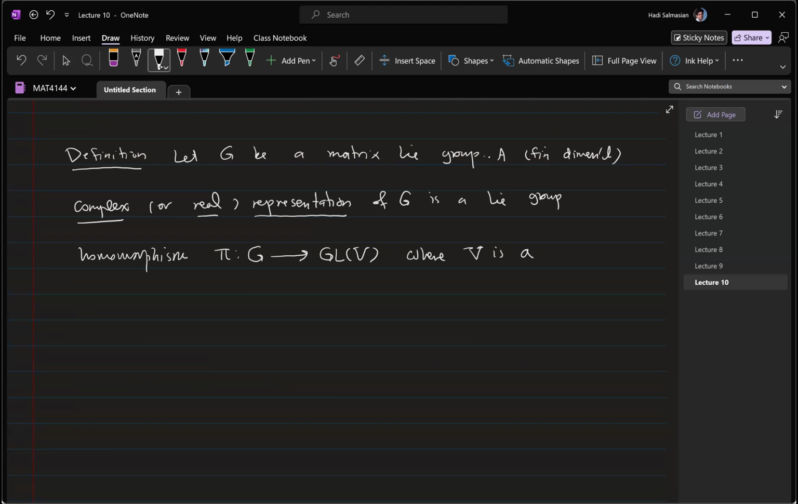You guys don't see this nicely. I'm sorry. Okay, it's a complex or real. Okay, when I say a vector space, I mean a finite dimensional one.